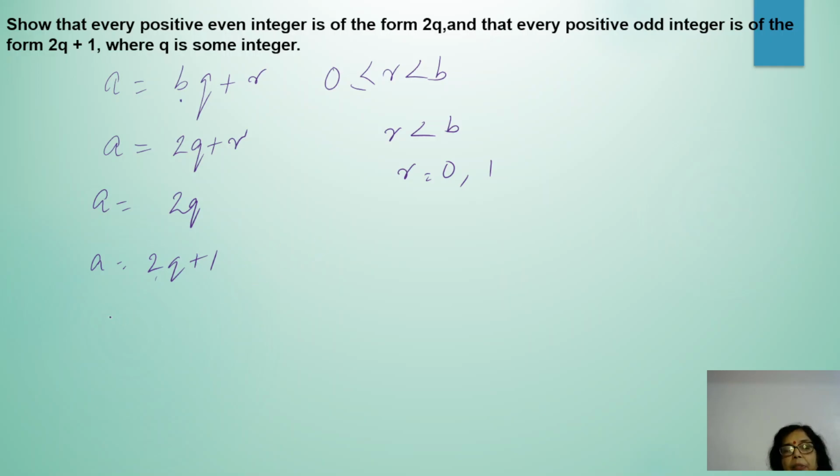Let's take an example. Supposing I take 8. 8 can be written as 2 into 4 plus 0. If I take a as, say, 25, so 2 into 12 plus 1. So you get a remainder 1 here. So any odd or even integer can be expressed in this format: a is equal to 2q or 2q plus 1. So this is another application of Euclid's division lemma.